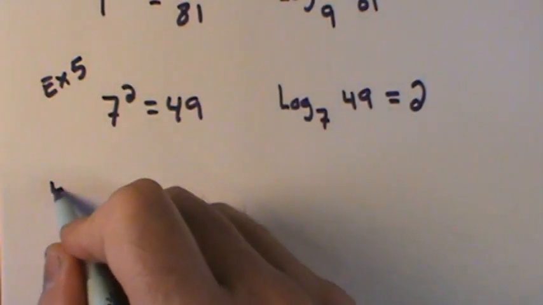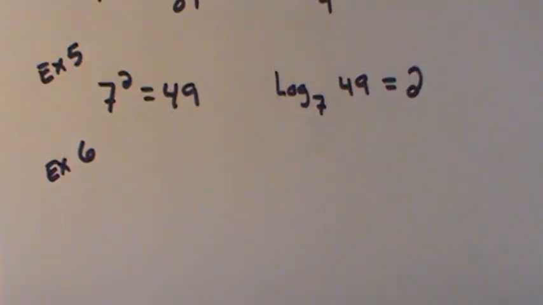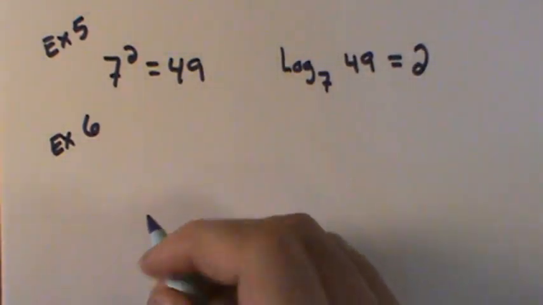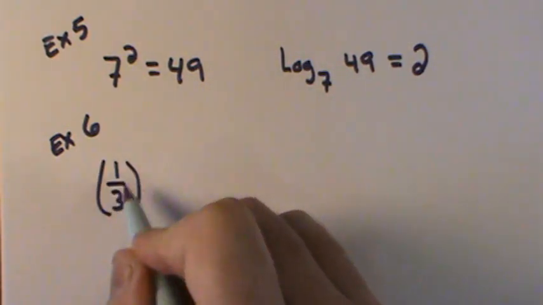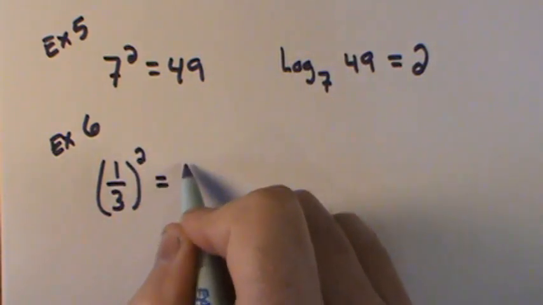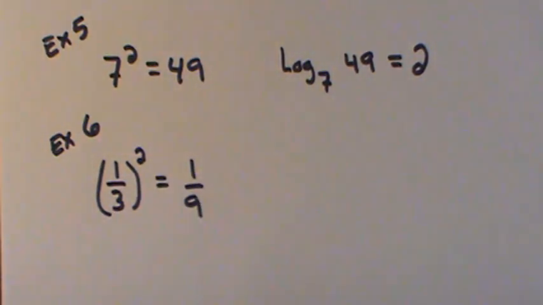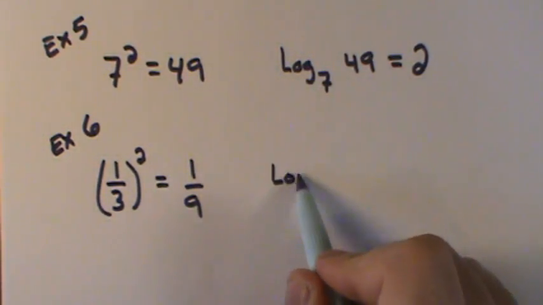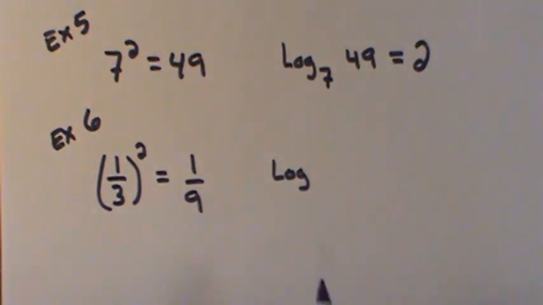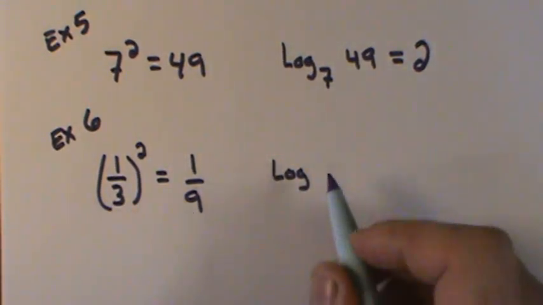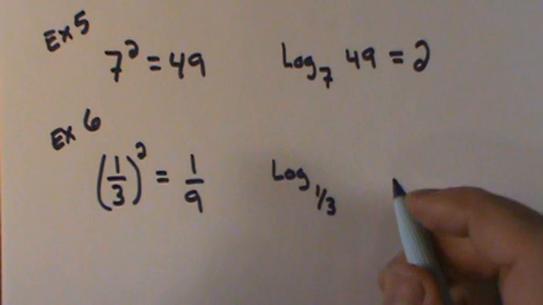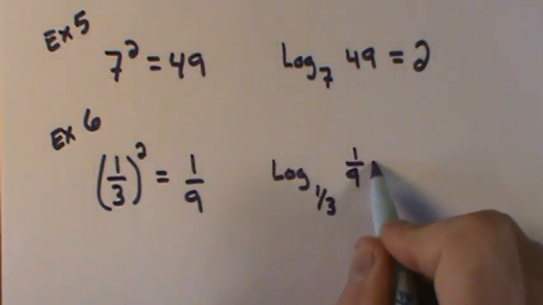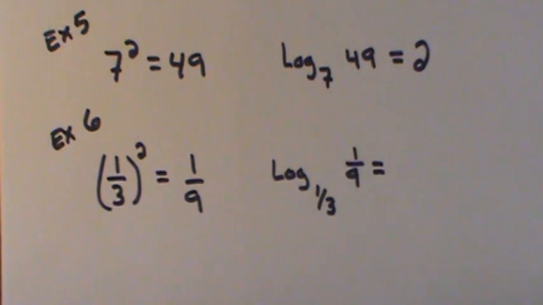We'll go ahead and do a third example of this. Call this example 6. And I've got 1/3 squared equals 1/9. For this, you ask yourself, what is the base? The base in this scenario is 1/3. So you say log base 1/3. Your result was 1/9 equals, what was the exponent? A 2.